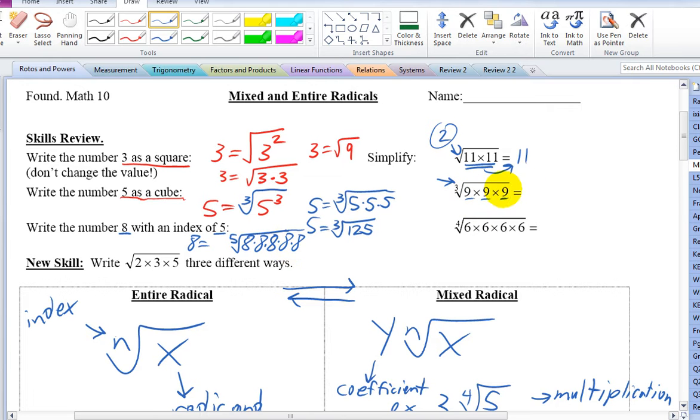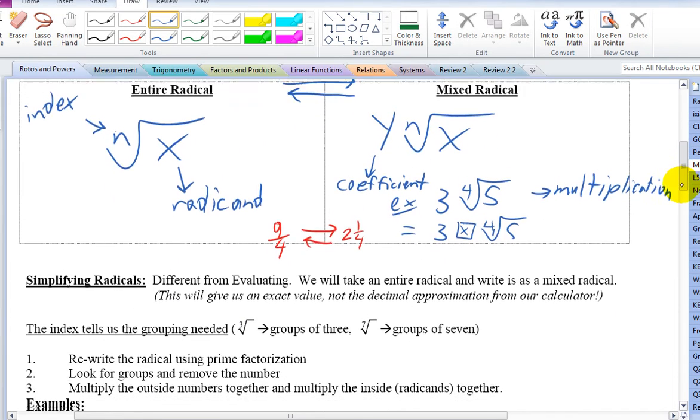Okay, so cube root of 9 times 9 times 9 equals 9. Index is 4. What are we looking for? Groups of 4. And since there's a group of 4, what can we take out? That's kind of what we're doing today. That's about it. What we're going to do is have prime factors help us a little bit.